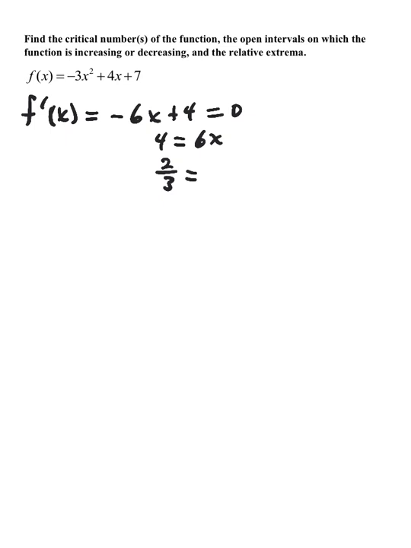Critical numbers are found by setting your first derivative equal to 0. Let's do that. Our first derivative is negative 6x plus 4. Setting that equal to 0, add 6x to both sides. Divide by 6 and reduce. You get 2/3. That's our critical number, and there's only one of them.